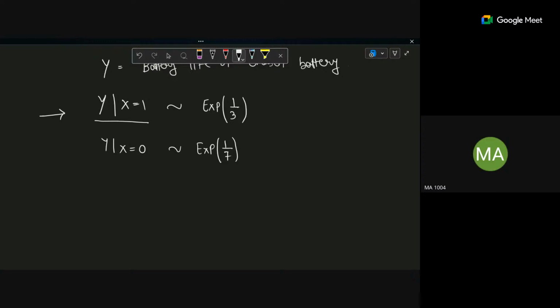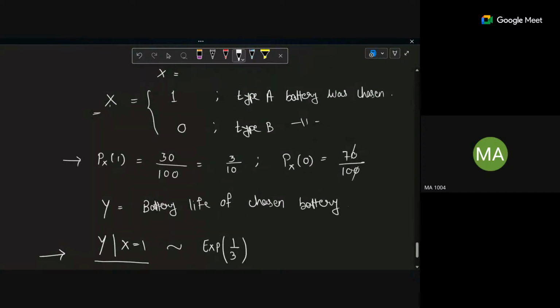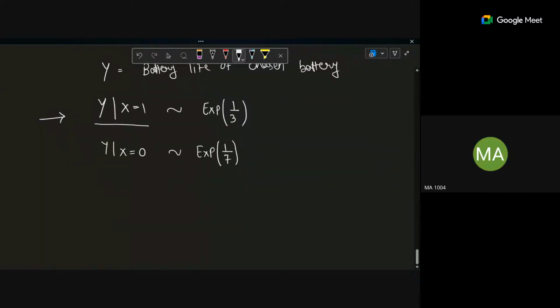I have defined the random variable, then I went for its probability. So again, these are also random variable Y, right? So let's go for their probabilities, the PDF. So f of Y given X is equal to 1 is what? What will be the PDF for it? 1 by 3 into e to the power minus x by 3, for x greater than 0.